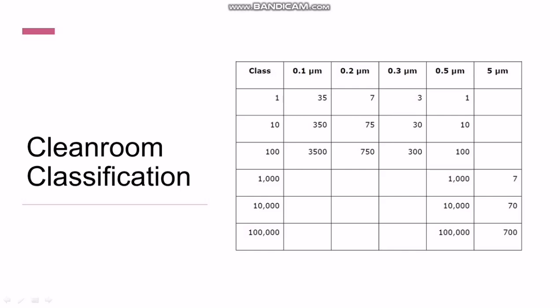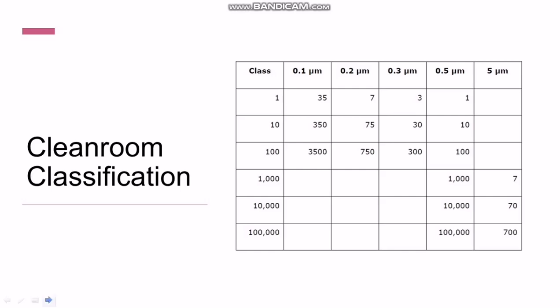Meaning, in your room, airborne particles of diameter 0.5 micrometer, the quantity should be 35, not more than 35 particles of 0.1 micrometer is allowed in a class 1 clean room. And it is the same for the other particles: for 0.2 micrometer, 7 particles are allowed, for 0.3, 3 particles are allowed, and for 0.5, 1 particle is allowed. So only one particle of 0.5 micrometer is allowed in a class 1 clean room, and it is the same for class 10, 350, 75, and so on.